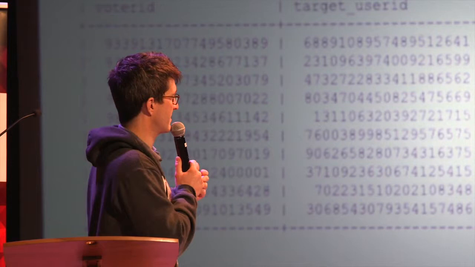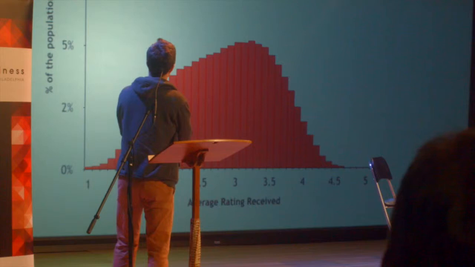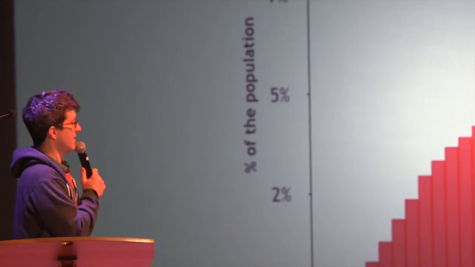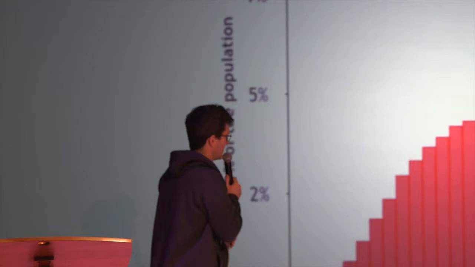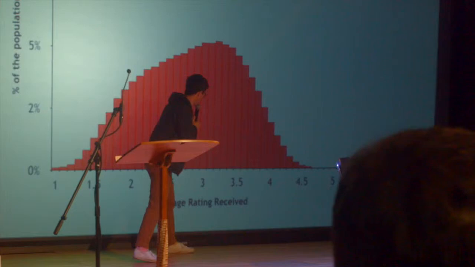Could I see the next slide, please? Okay, so this is a histogram of how straight men rate straight women on OkCupid. This is the distribution of female attractiveness on the site. What you see here is that one is the bottom and five is the top, so that's from our scale. And three is the ideal or the theoretical middle.